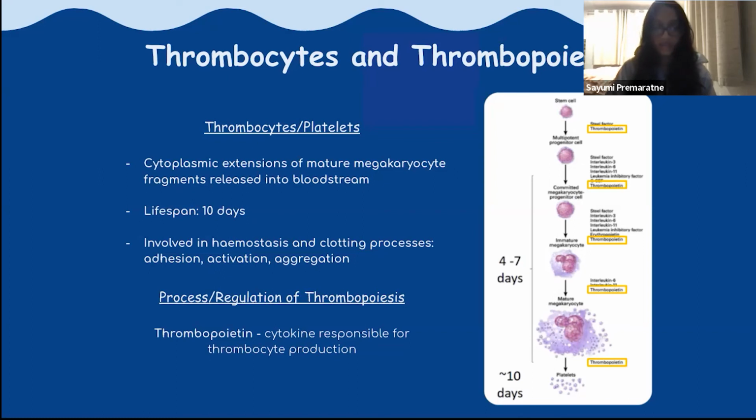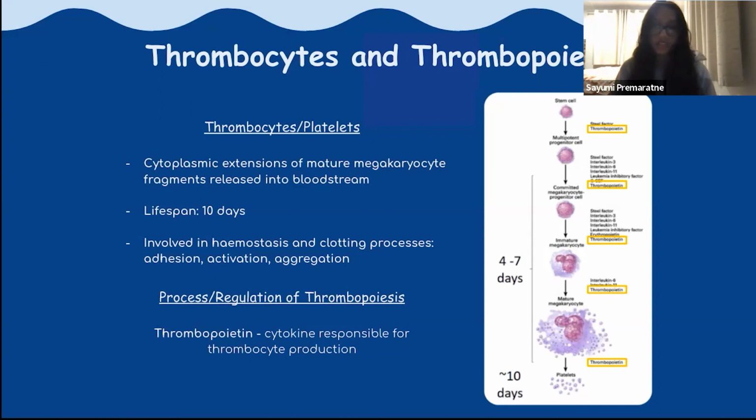You will cover that in more depth in a few weeks, so don't worry about that now, but pretty much it's involved in adhesion, activation, and aggregation, which all help in the clotting process. In terms of how it's regulated, similar to how erythropoietin regulates erythropoiesis, thrombopoietin regulates thrombopoiesis. That is a cytokine as opposed to a hormone.